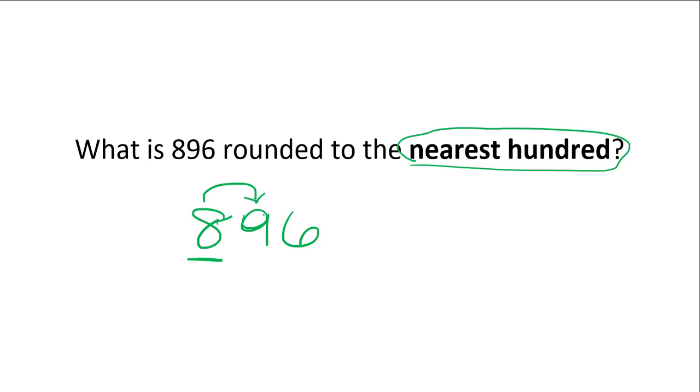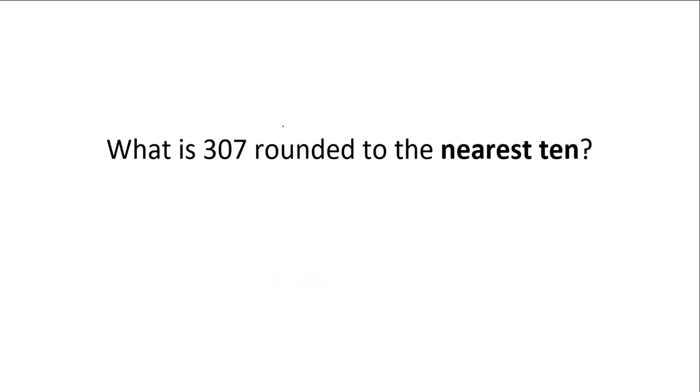It is 5 or more. 9 is greater than 5. So the 8 becomes a 9, and everything after the underlined digit becomes a 0. You got it. Very good. Let's try the next one. What about 307 rounded to the nearest 10?